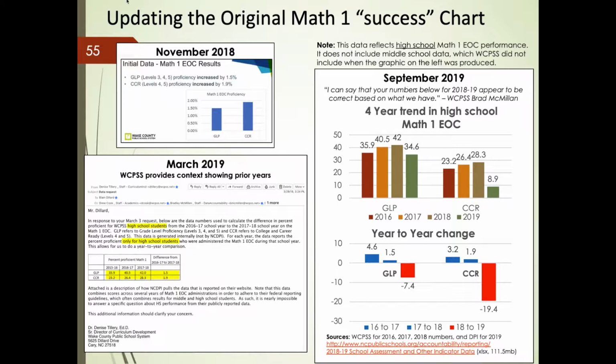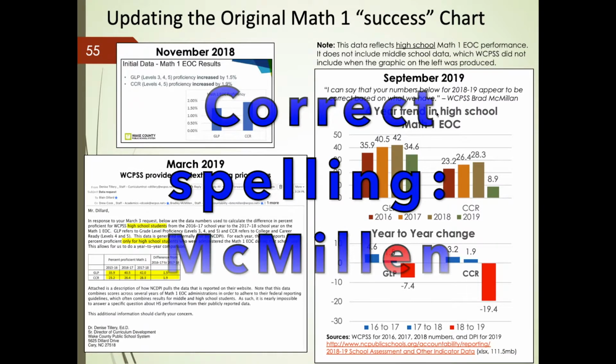And so what we're showing here is the original chart from 2018. This is the email excerpt, which shows the fact that that data reflects only high school students, shows the history before that, and then now we've got the new data for 2019, which I've plotted on this chart, which shows a considerable drop in 2019 in GLP and CCR for this data set of students, which again is high school students. And I did ask Wake County to confirm these numbers, and Brad McMillan did confirm these are the correct numbers.